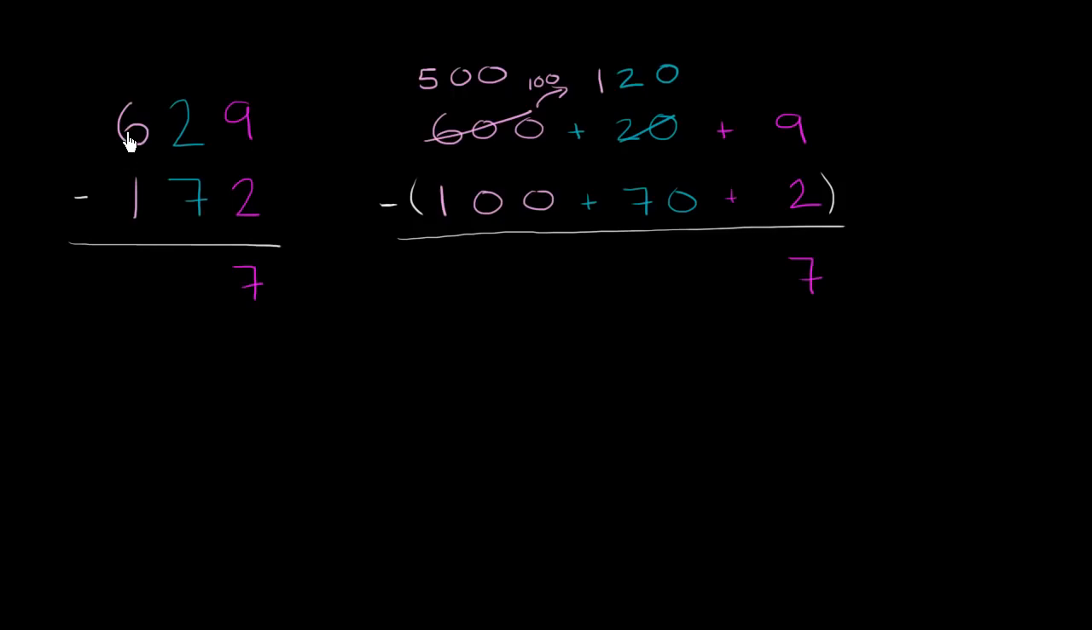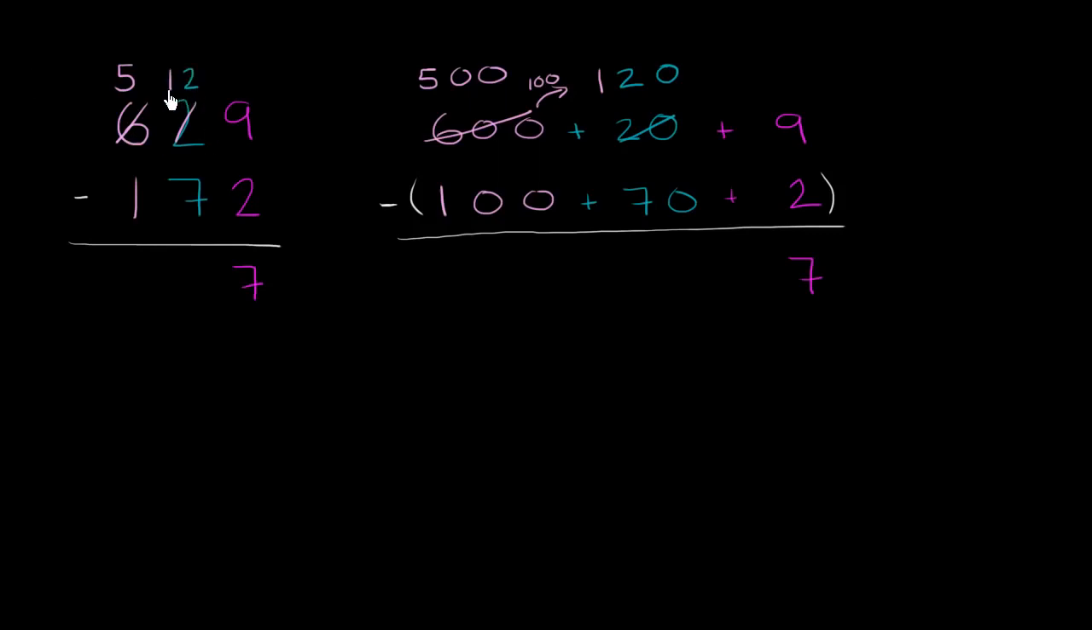So I didn't change the value of 629. I took 100 from the hundreds place and I gave it to the tens place. Notice 500 plus 120 plus 9 is still 629. We haven't changed the value. So how would we do that right over here? Well, if we take 100 from the hundreds place, this 600 becomes a 500, and we give that 100 to the tens place, it's going to be 10 tens. So this will now become a 12.